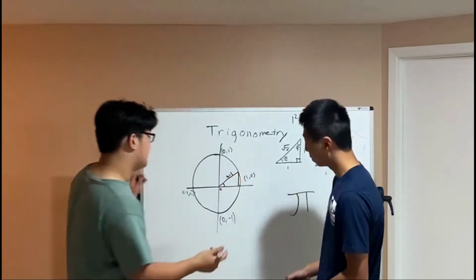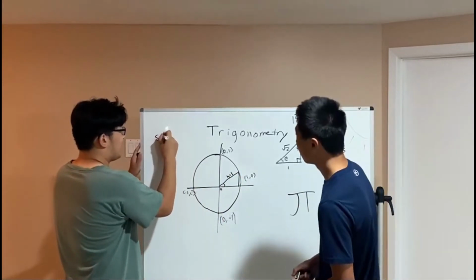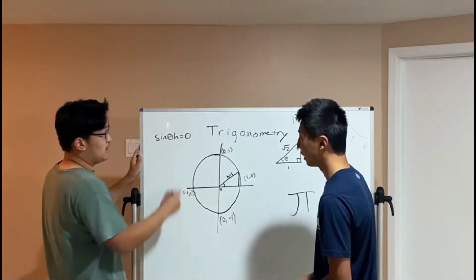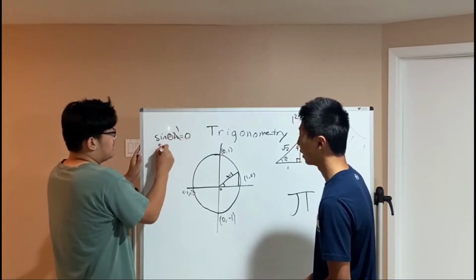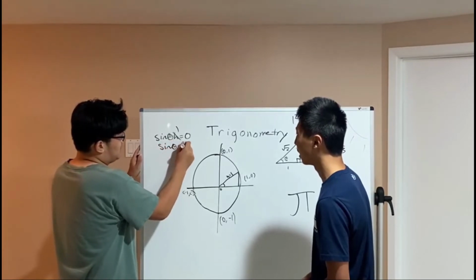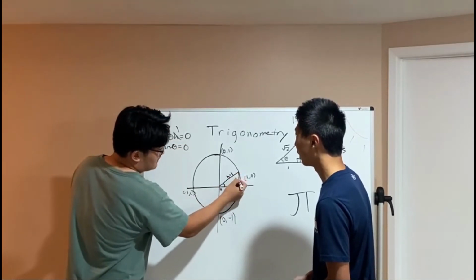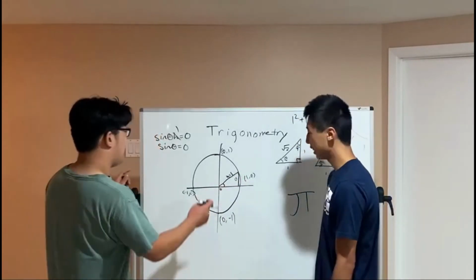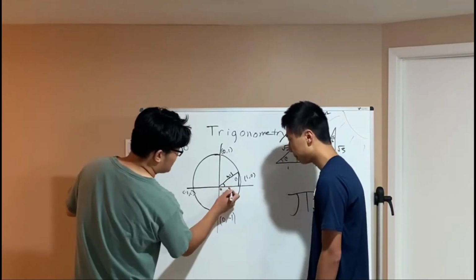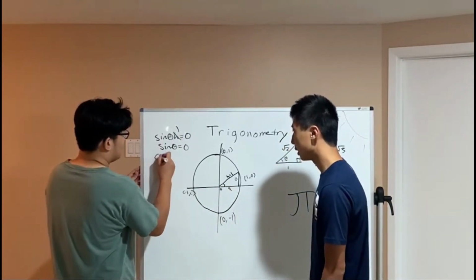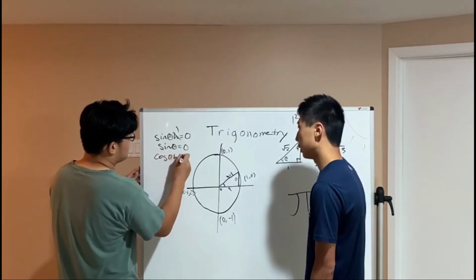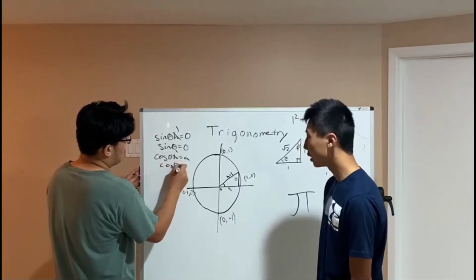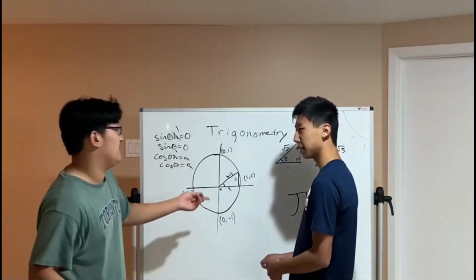Remember when we said that sine theta over h is equal to O? Well, h is just 1. So here, sine theta is just going to equal O, and this O side refers to the opposite side. Exactly. And then this will just be A, like adjacent. Remember last time? Well, cosine theta over h is equal to A over 1. Cosine theta is just equal to A.